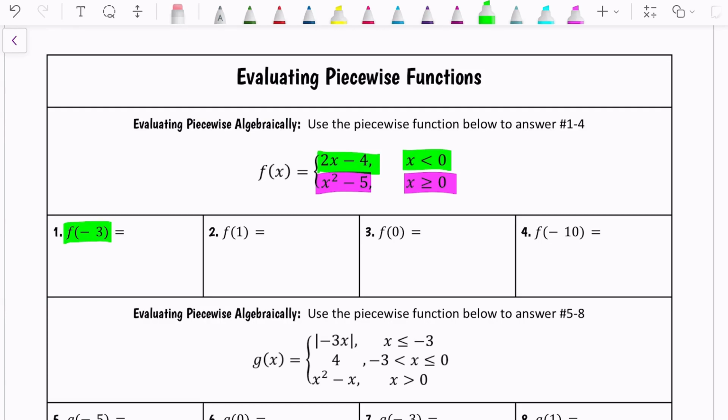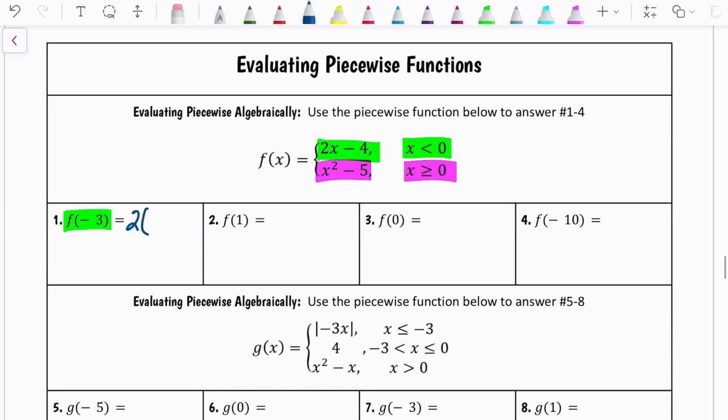And all I do once I decide which rule to use is to plug the value in. So 2 times negative 3 minus 4. I'm just plugging negative 3 into the x in the green rule. So I have 2 times negative 3 is negative 6, take away 4 is negative 10. And so f of negative 3 is negative 10.